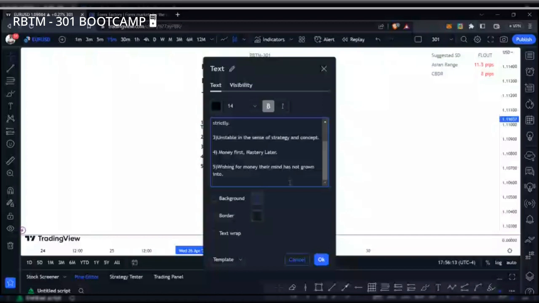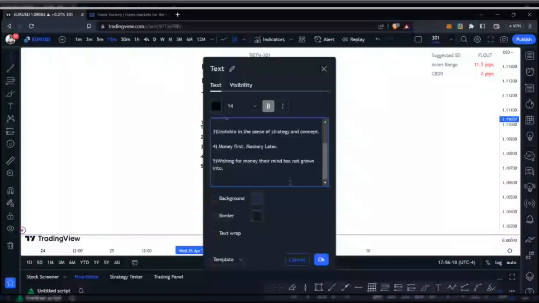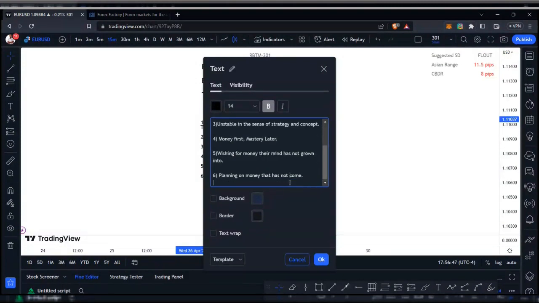Number 6. I like number 6. Planning on money that has not come. A lot of traders do this. Planning on money that has not come.